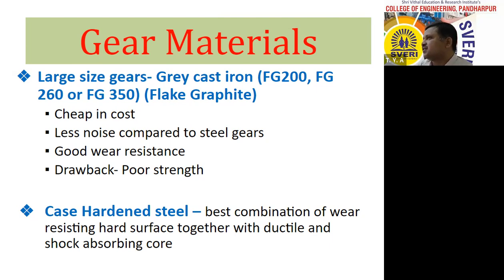Why are large size gears manufactured by using gray cast iron? Because it is cheap in cost, or low cost. Cheap means low. Less noise compared to steel gears, good wear resistance, and what is its limitation? Poor strength. Why is it known as poor strength?